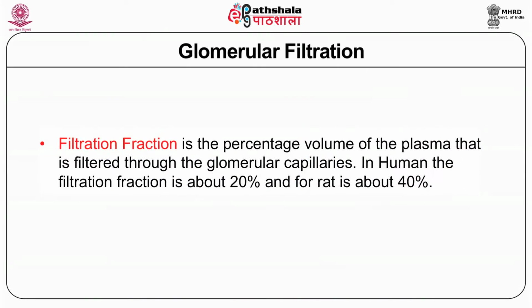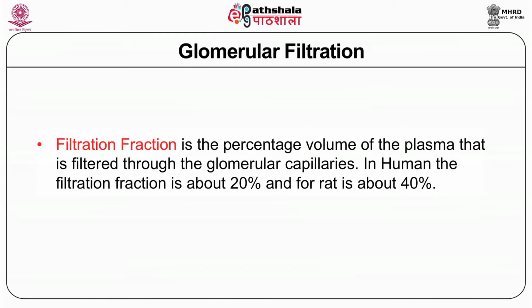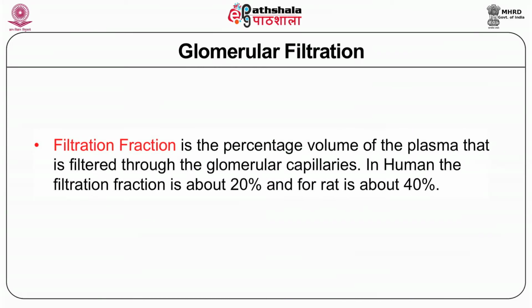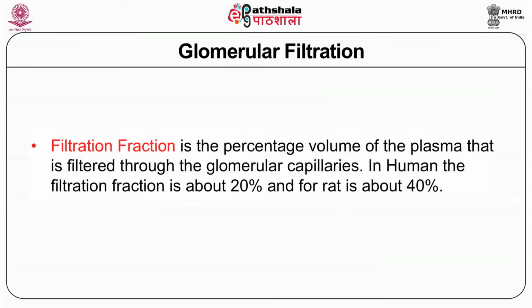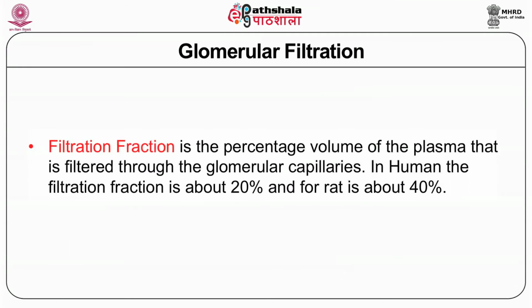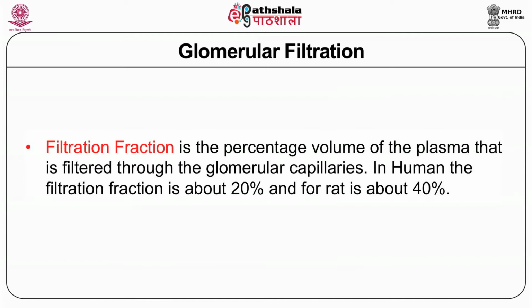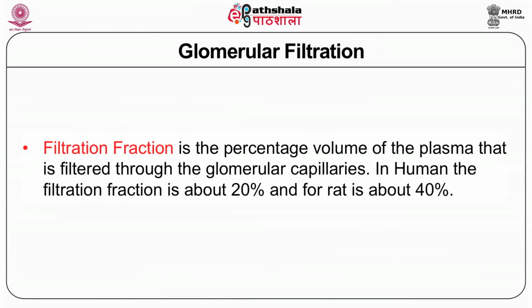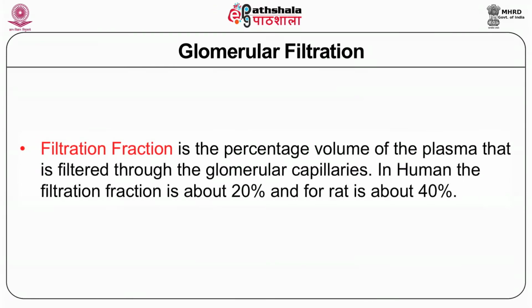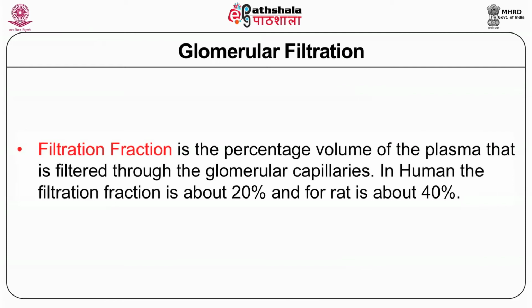So, an important concept here is filtration fraction. Filtration fraction is the percentage volume of the plasma that is filtered through the glomerular capillaries. In humans, the filtration fraction is about 20%, and for rats it is about 40%.